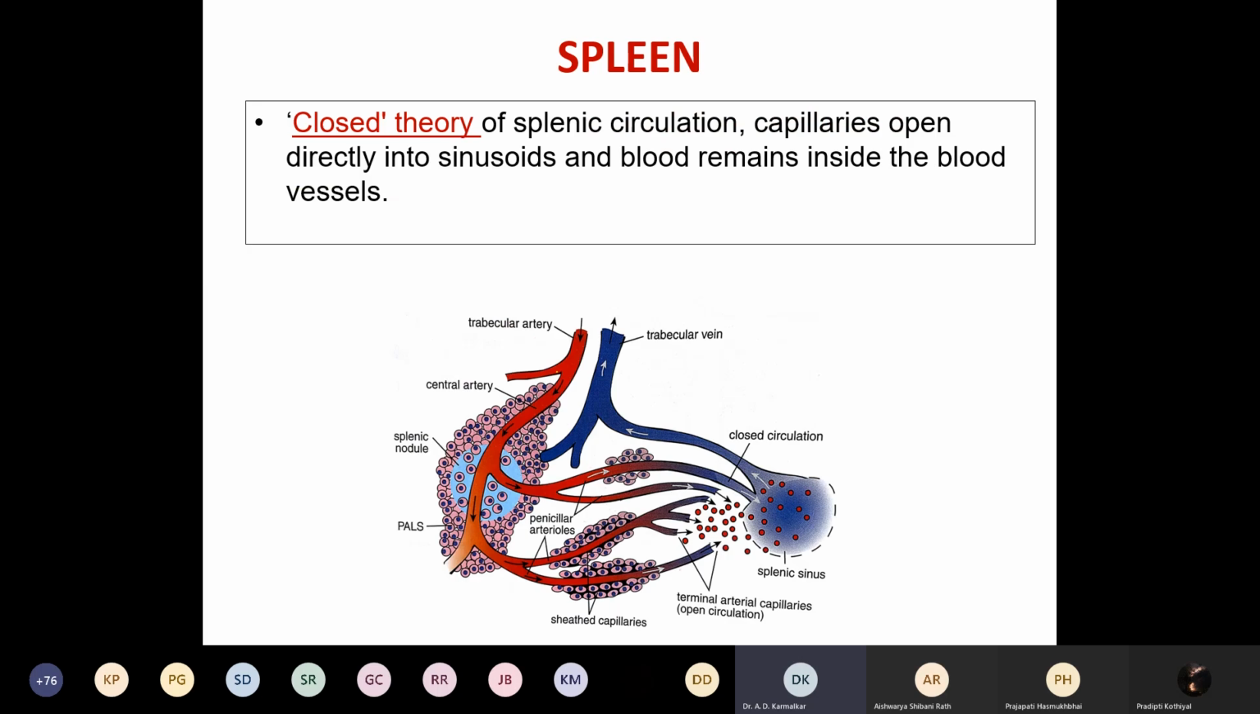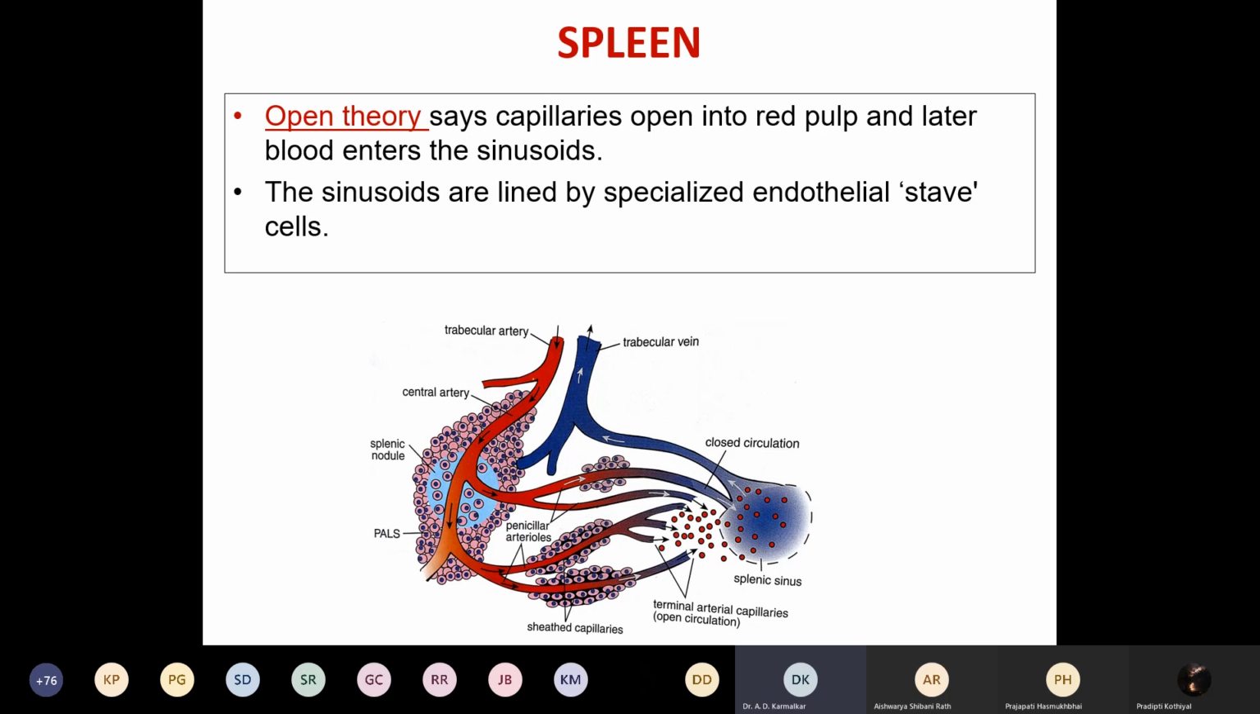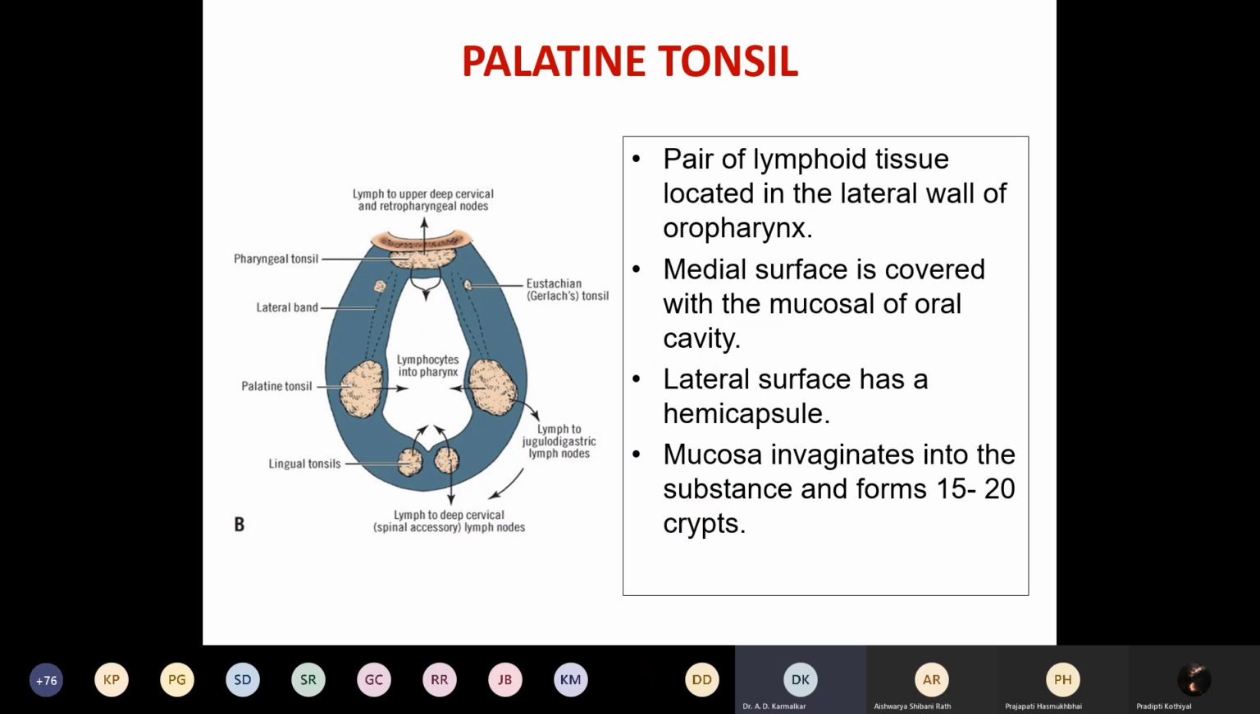Okay, this is the closed theory of splenic circulation. What is this? Capillaries open directly into the sinusoids. And in the open theory, the capillaries open into the red pulp, and later on it will pass through the sinusoids. You can see that later on in the slides.